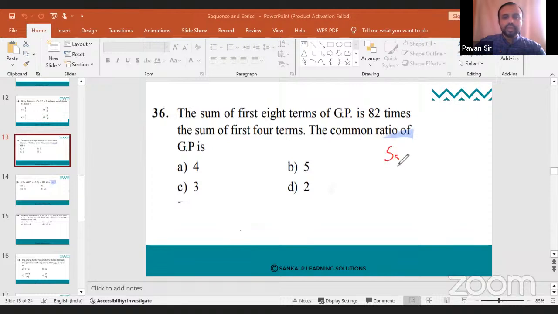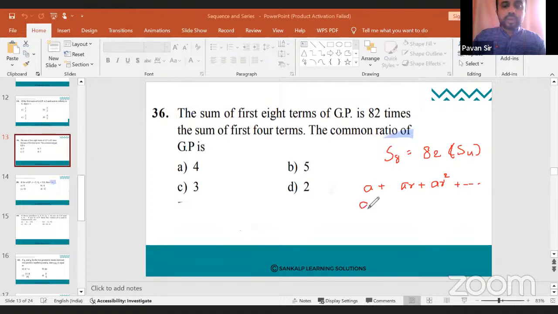First 8 terms. So S8 of GP is nothing but the first 8 terms of GP. It is given that it is 82 times the first 4 terms, that is S4, the sum of first 4 terms. 82 into S4. Correct? So try to calculate now. What is the general term of a GP? It is nothing but A plus AR plus AR square, and so on. Okay. It is the general term.